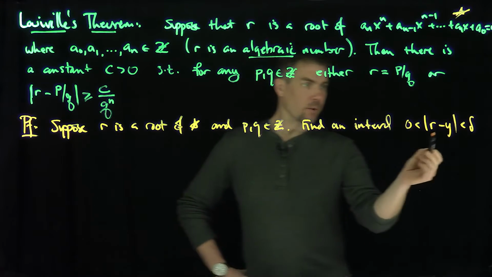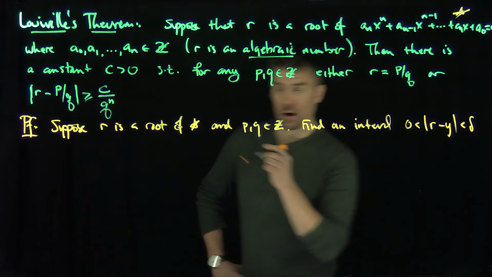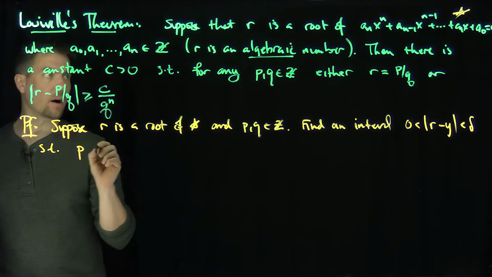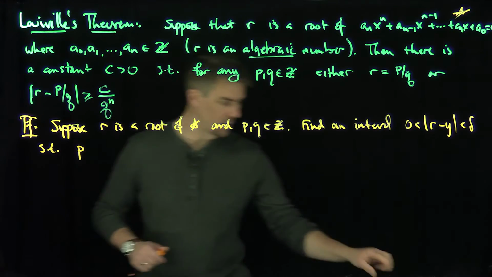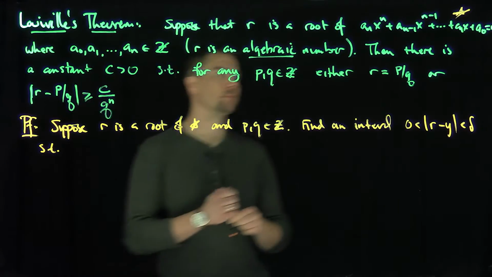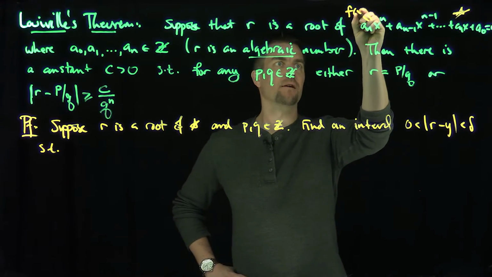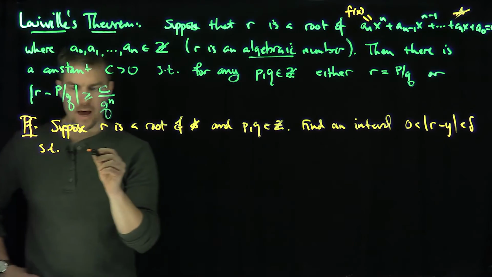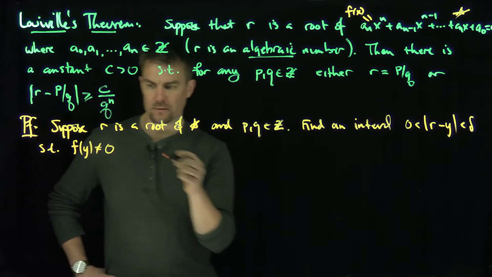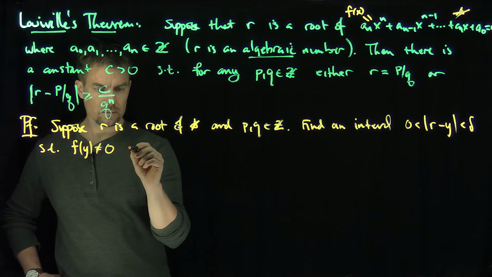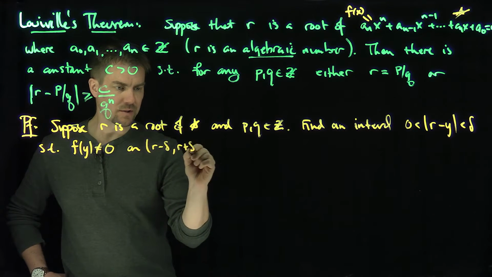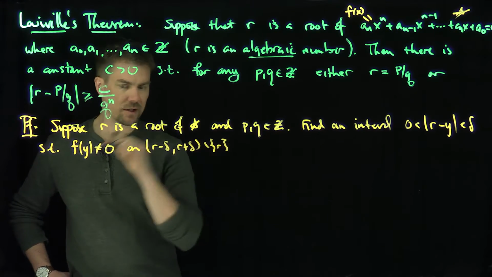So I'm going to look at all points y within delta units of r, such that on this interval, our polynomial, let's give our polynomial a name, I'm going to call this function f(x), such that f(y) is not equal to 0 on this interval, on (r - delta, r + delta) minus the point r itself. It's a deleted interval over here, okay?